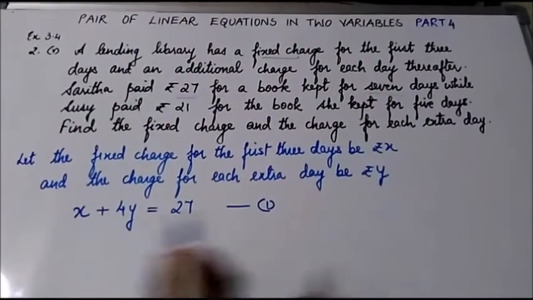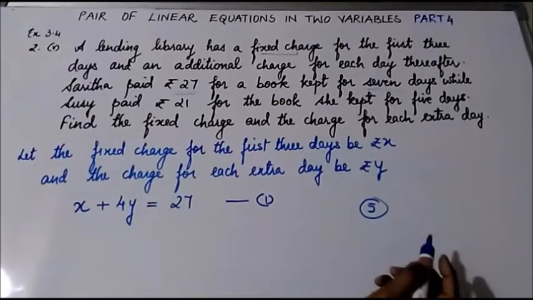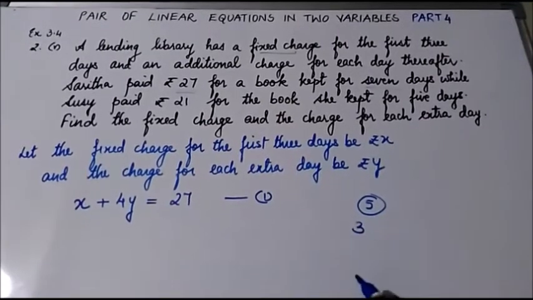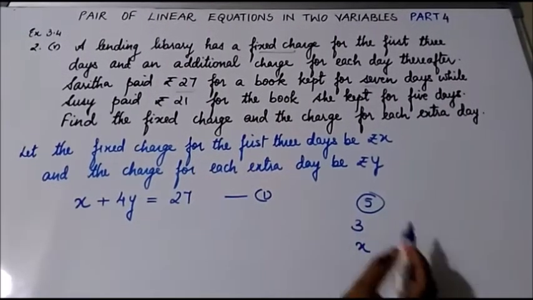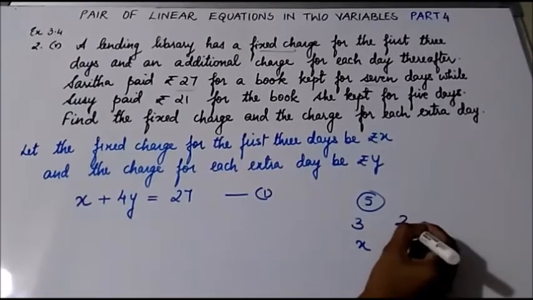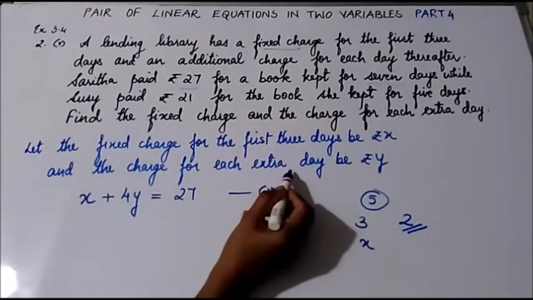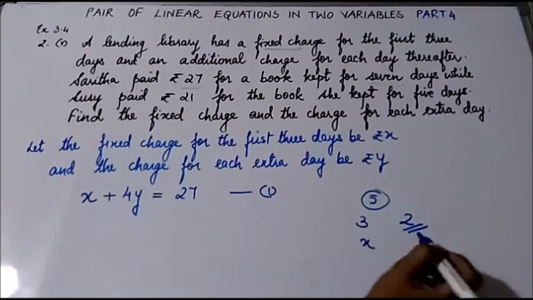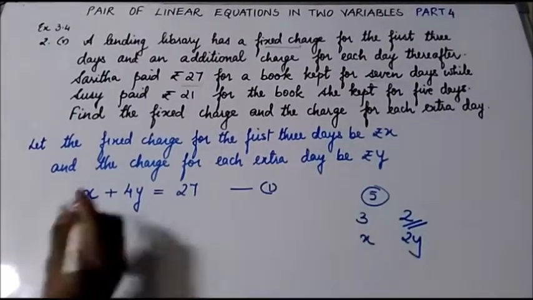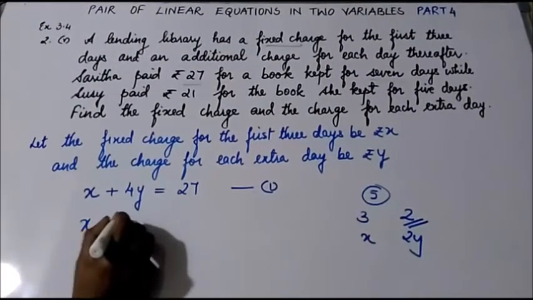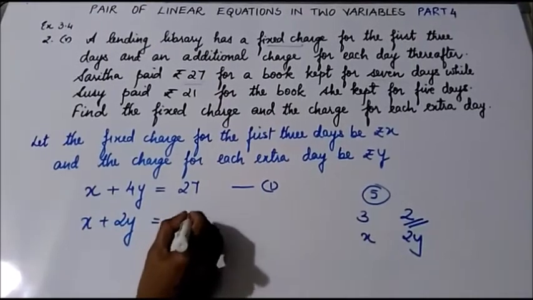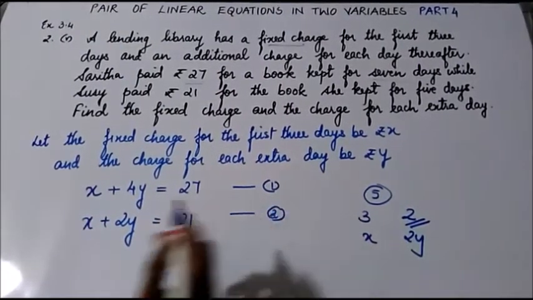Now Susi kept the book for how many days? 5 days. For the first 3 days, what's the amount she has to pay? She has to pay x. Remaining how many days are there? 2 days. She kept it for 2 extra days. For 1 extra day, she pays rupees y. So for 2 extra days, she has to pay 2y. So the total amount that she has to pay is x plus 2y, which is equal to 21. This is our second equation.